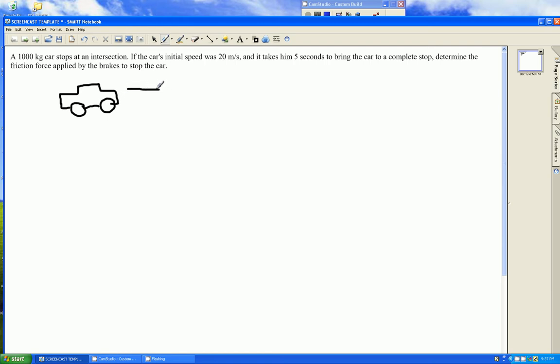The car's moving down the road at a positive velocity of 20 meters per second. That's the initial velocity in the x direction. We know it's coming to a stop, so the final velocity in the x direction will go to 0.